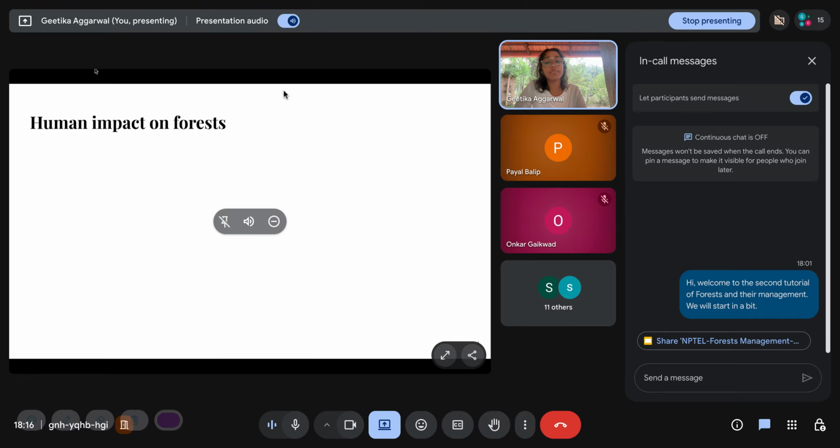Now, humans have an impact on forests. So, can you tell me how humans have an impact on forests and how this impact can be measured or assessed? Can anybody take a guess on that? Or does anybody already know how you measure the impact that humans have on forests? If you would have watched the week's lectures or gone through anything, you would know about this.